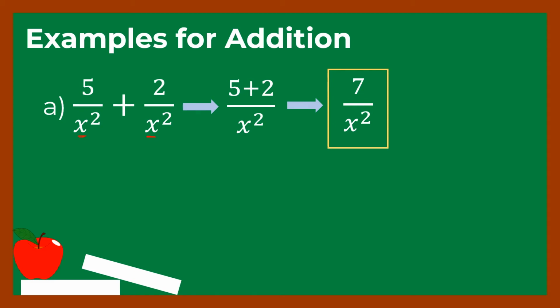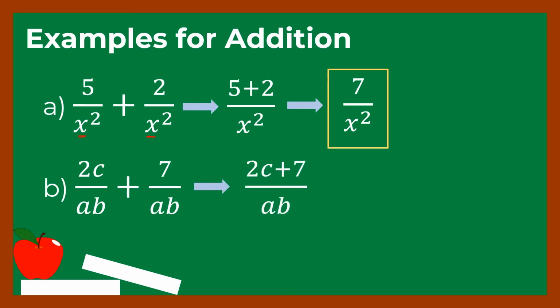Okay, next example. We have 2c all over ab plus 7 all over ab. So, since these expressions are similar rational algebraic expressions, we will just copy the denominator. So, we have a denominator ab and then add the two numerators, which is 2c and 7. So, we get 2c plus 7. Since we cannot simplify it further, so this will be the final answer.